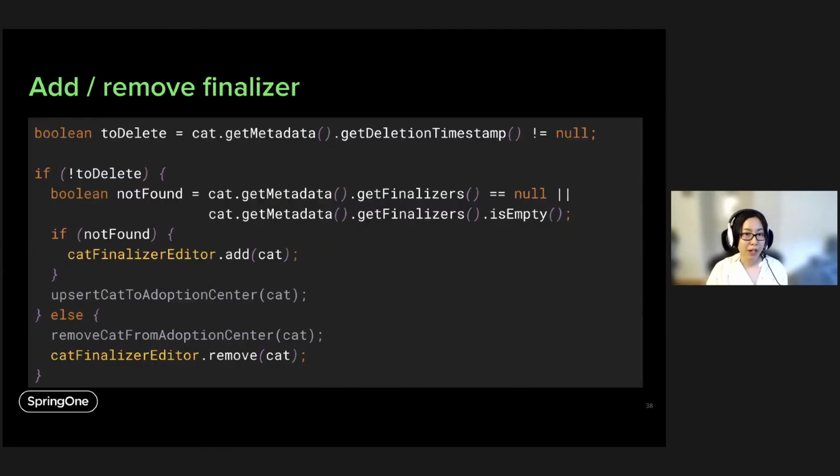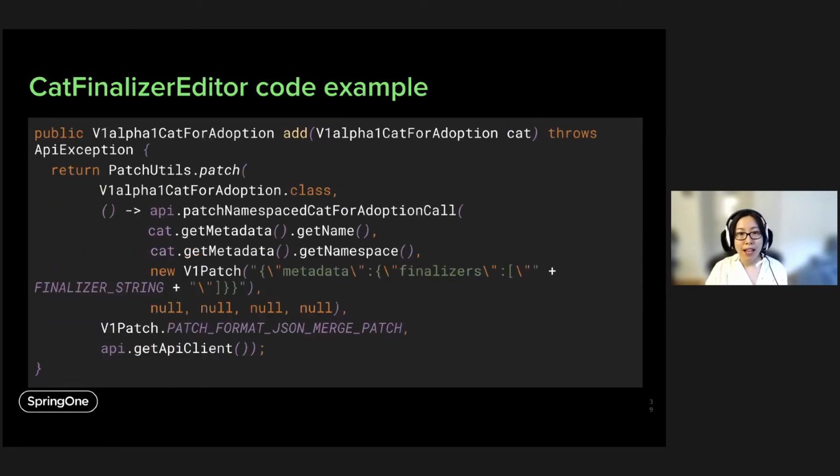This is how this pattern is used in the code. Our controller will add a finalizer to the cat resource on create before performing any operation and remove the finalizers from the resource after finishing all the pre-delete operations. And if you are using the Java operator SDK, the framework automatically adds and removes finalizers for you. So you can save this effort and don't need this part of the code. And here's the code that cat finalizer editor uses to add finalizer. It's just a simple patch call similar to what we did with status before, but it's patching on the metadata, adding the finalizers field.